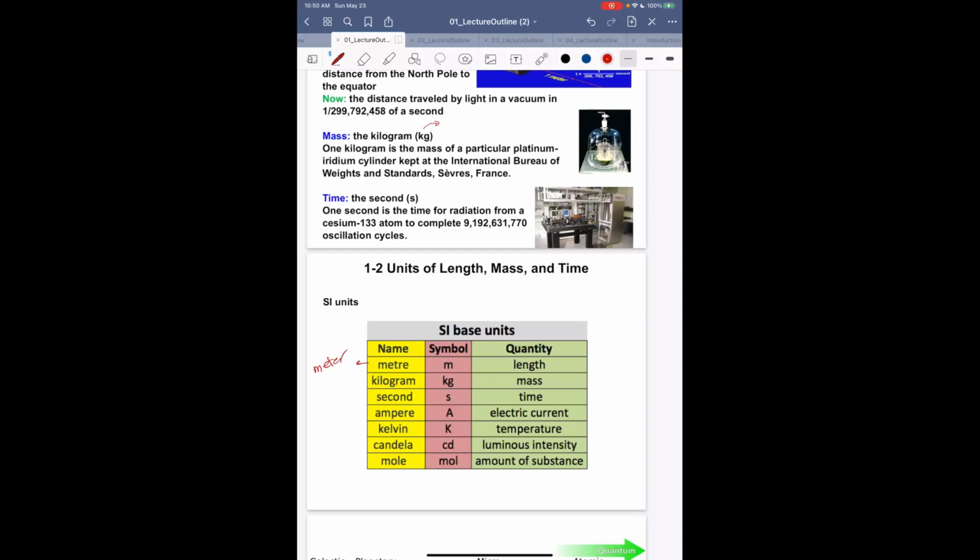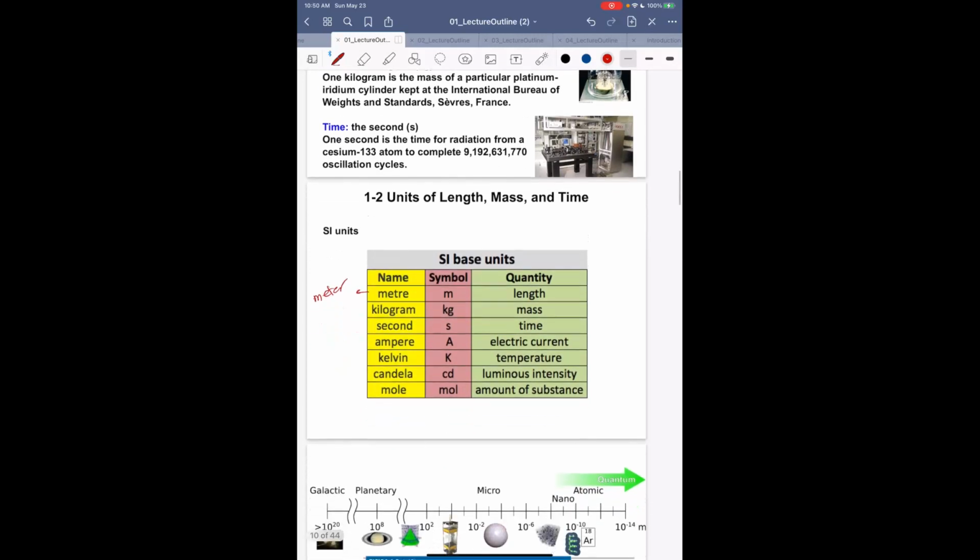Now ampere, of course, we will not study any electricity in this course. It is a capital A. For the temperature, which we are going to study, it is kelvin, uppercase K. Luminous intensity is for light, and we will not study anything related to this topic. Candela, cd. And amount of substance, mole, we will talk about it a little bit.